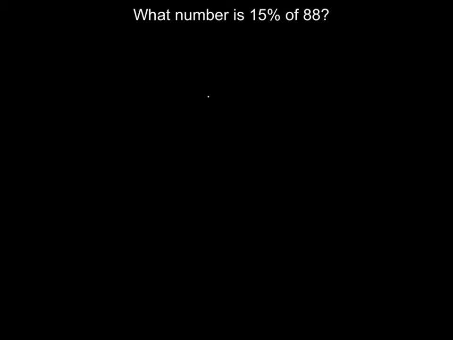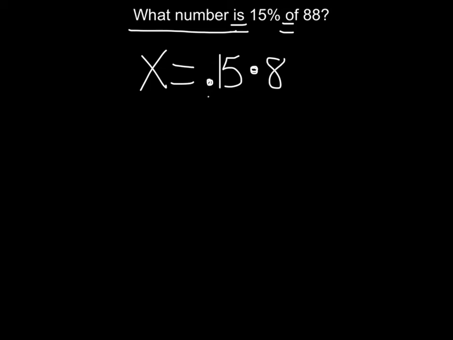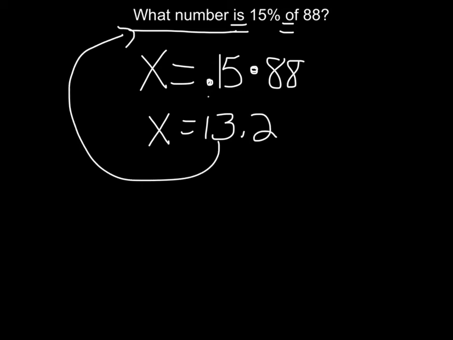Okay, let's look at a second example. What number, remember that's our x, is 15%, remember we're changing that into a decimal, 0.15, of means to multiply, 88. There's your equation. Now all we have to do is solve that. 0.15 times 88, and we get 13.2. So x equals 13.2. We'll put that back in and we can read it: 13.2 is 15% of 88.